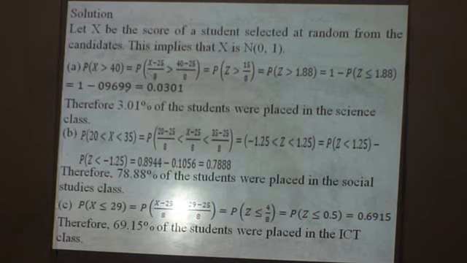Now percentage wise, of course, that is what the question is demanding. When you multiply 0.7888 by 100%, you get 78.88% of the students being placed in the social studies class. I leave the C aspect for you to go and master.